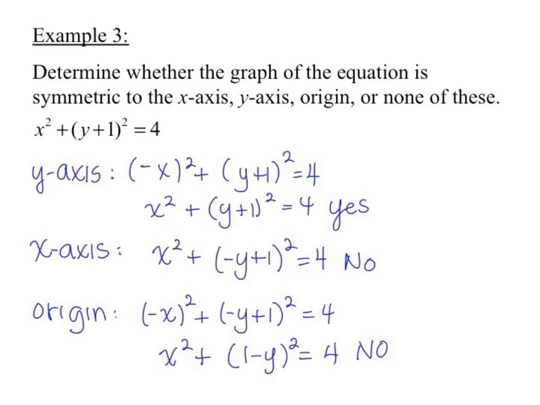Another example, this is actually the example of a circle with a center at 0 and negative 1 and a radius of 2. We didn't study circles, so you all don't necessarily know that. But you can still check for symmetry not knowing that. Again, for our y-axis, we put in a negative x, and we square it, so we get positive x squared, and it's exactly the same as the original equation.